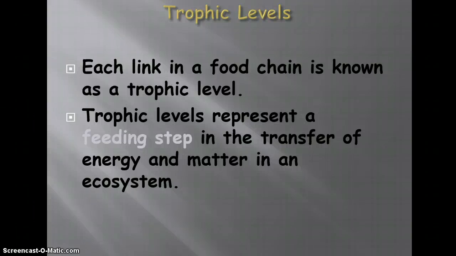Trophic levels. The word trophic refers to energy. Each link in a food chain is known as a trophic level. So what they mean by link is like if you go from plant to grasshopper, plant is a link, grasshopper is a link. Each of those is a trophic level. They each have so much energy. Trophic levels represent a feeding step in the transfer of energy and matter in an ecosystem.